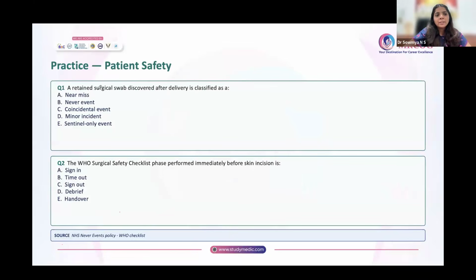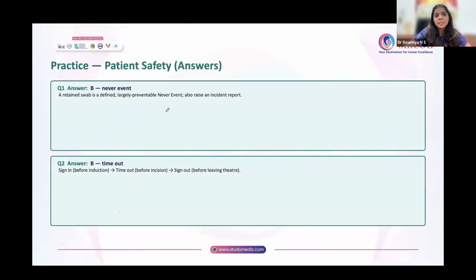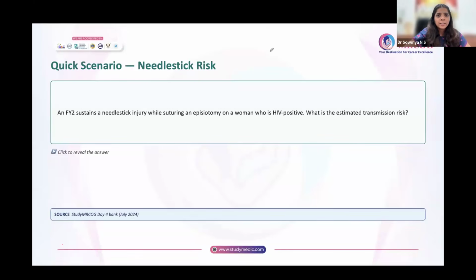I think we already know this. A retained surgical swab is classified as which event? Immediately before skin incision, what do you do? I hope you are all thinking of the answer. The first one is a never event. The second one is time out. Hope you are all okay, guys. Shall I move to the next one? Because I think I still have the assessment part left.